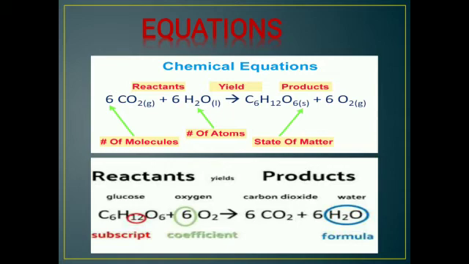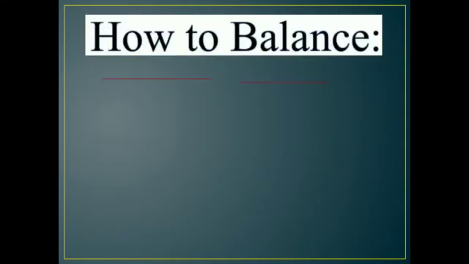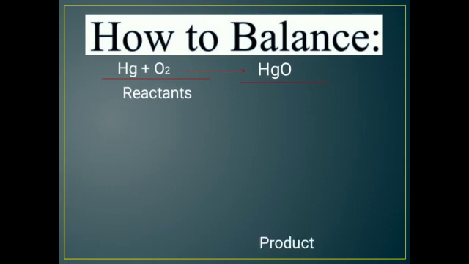Okay. Now let's talk about how to balance the equations. Now first see the equation Hg plus O2 gives HgO, or you can say when mercury reacts with oxygen, mercuric oxide is formed. In this equation, mercury and oxygen are reactants, right? And HgO, or mercuric oxide, is a product.